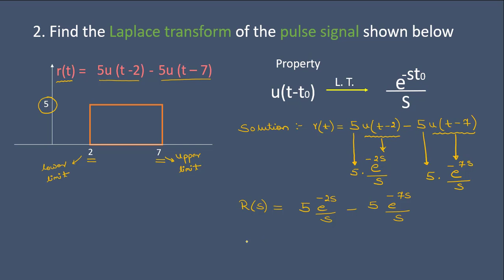If you want, you can rearrange these terms. So R of s will be, you can take 5 and s common, 5 by s in brackets, e raised to minus 2s minus e raised to minus 7s. So this is the answer for the Laplace transform of the given question.